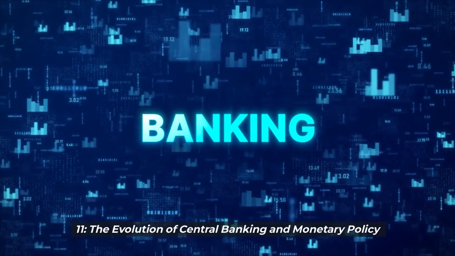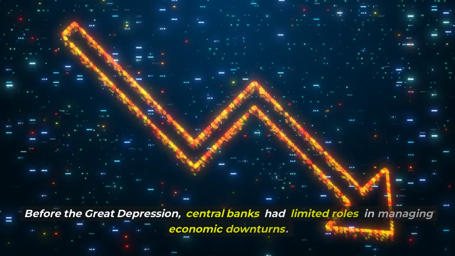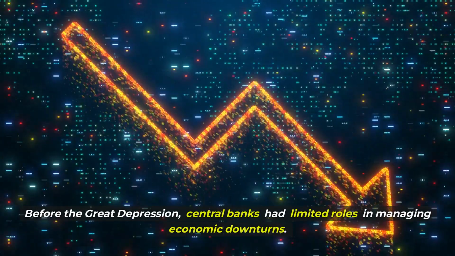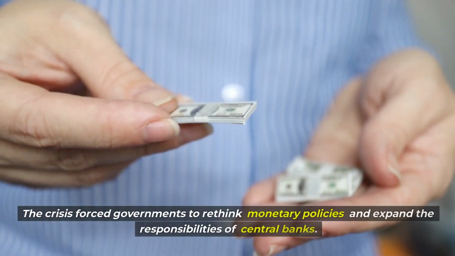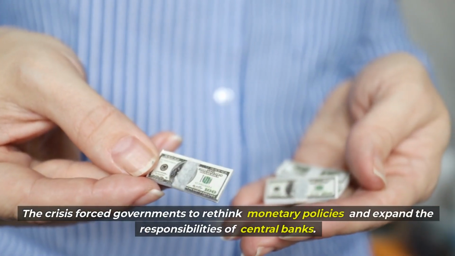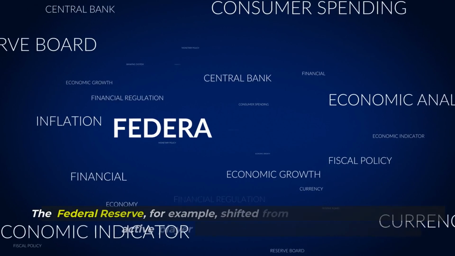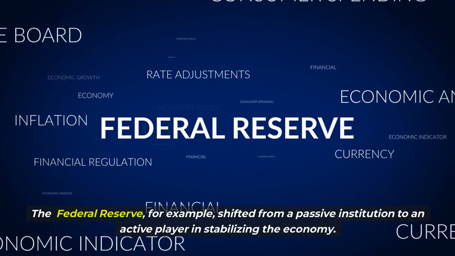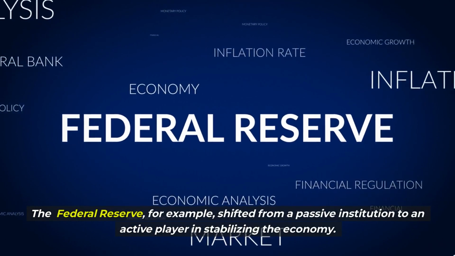11. The evolution of central banking and monetary policy. Before the Great Depression, central banks had limited roles in managing economic downturns. The crisis forced governments to rethink monetary policies and expand the responsibilities of central banks. The Federal Reserve, for example, shifted from a passive institution to an active player in stabilizing the economy.